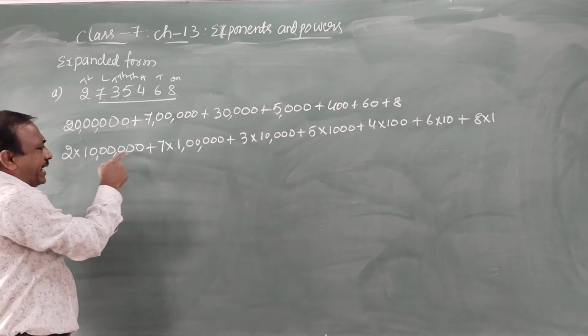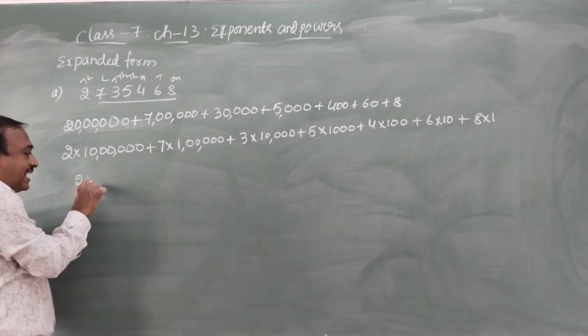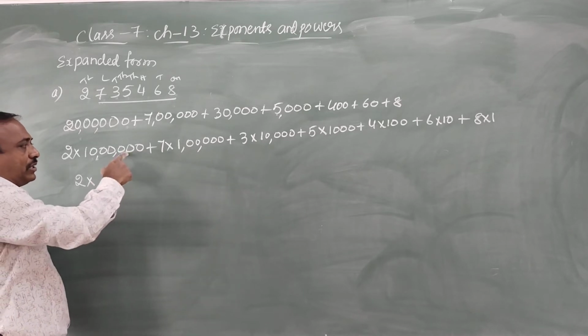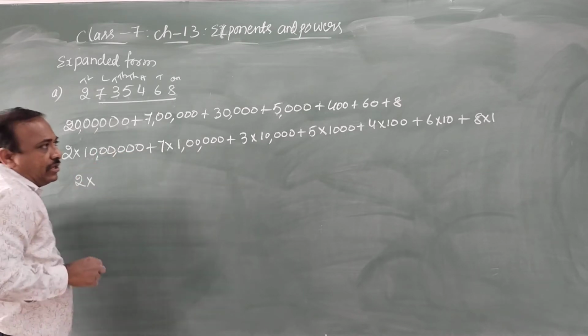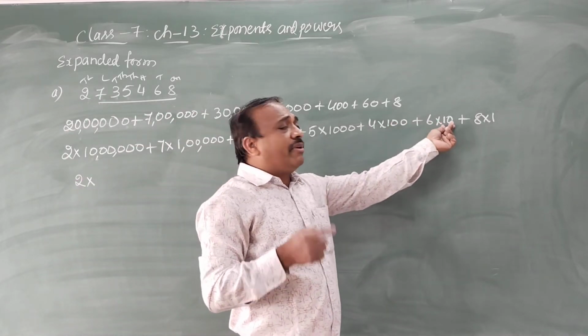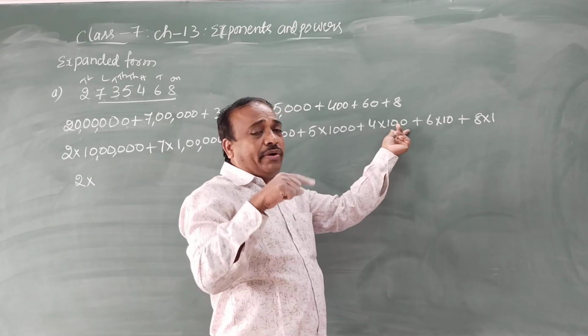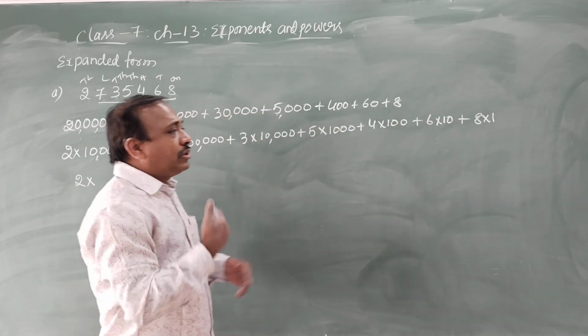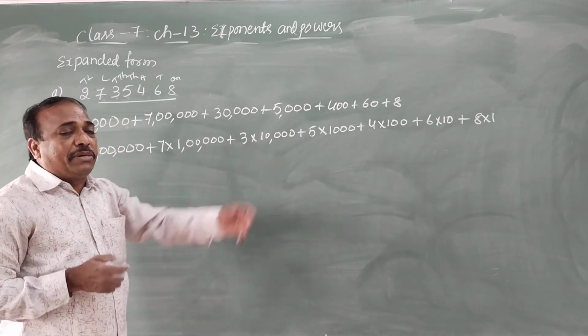Now this you can write as 10 to the power. How many zeros are there? 1, 2, 3, 4, 5, 6. You see, 100 you can write as 10 square. 10 to the power 1, one zero, that is 10. 10 square is 10 into 10, 100. 10 cube is 10 into 10 into 10. So as many zeros as there are, that much is the power.